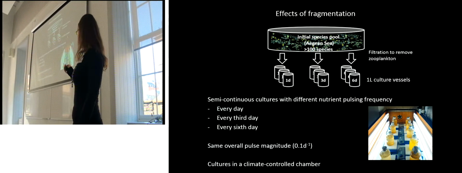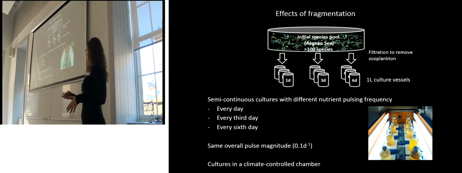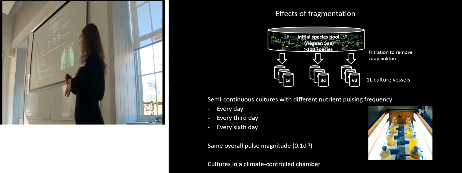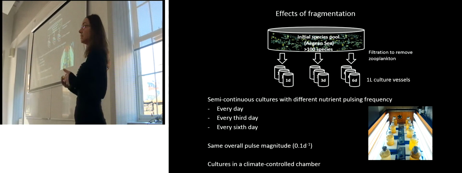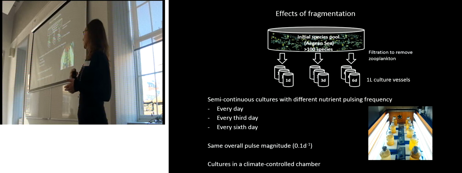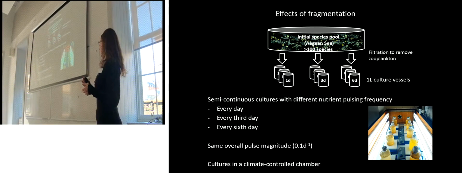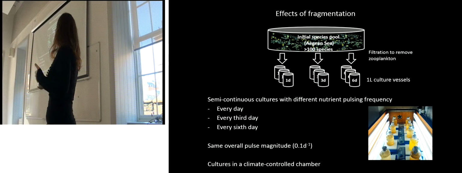And then we fragmented them into different local assemblages. In order to create heterogeneity, we used different nutrient pulsing frequencies of 1 day, 3 day, and 6 day. Nutrient pulses in phytoplankton can be regarded as different disturbances, so usually they create different species compositions. And then we monitored all these cultures for about 3 months.